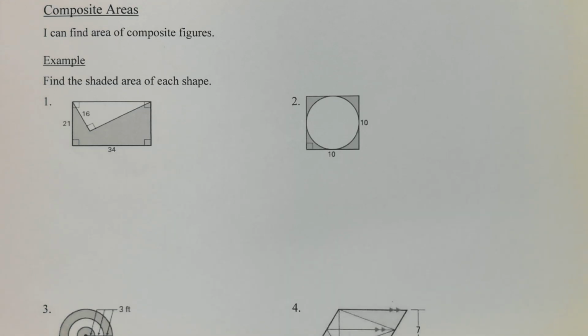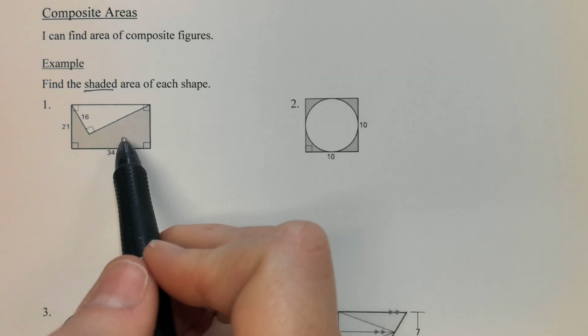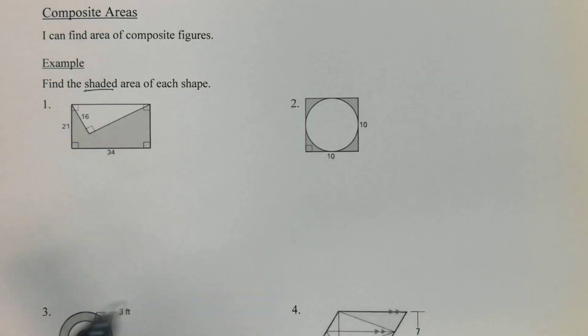This is composite area. So now what we're talking about is taking two shapes and usually putting them together in some form or fashion. The shaded area is what we're always trying to find. We're trying to figure out the shaded parts, and the white is like taking that out or like cutting that out of the shape. So what I tell kids to do is just start with a visual.